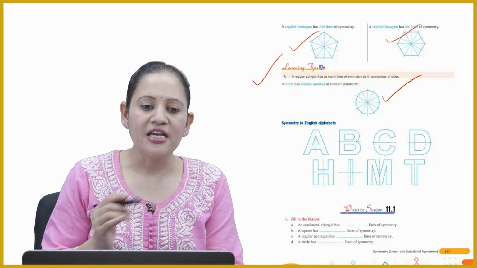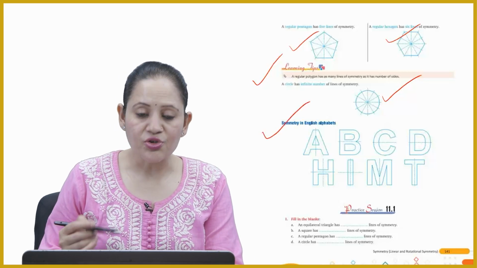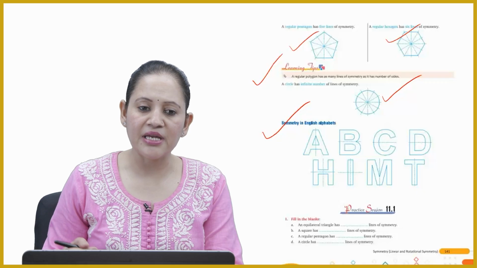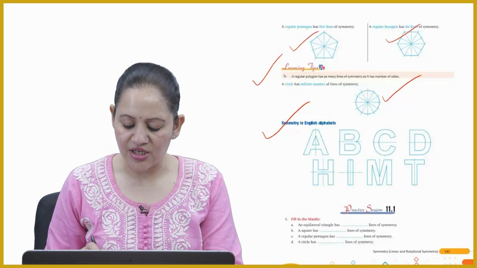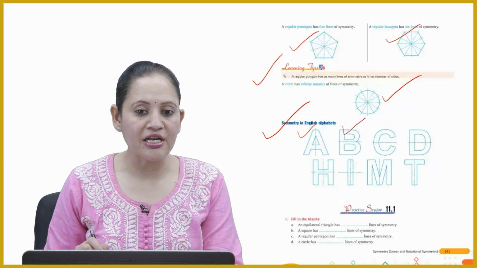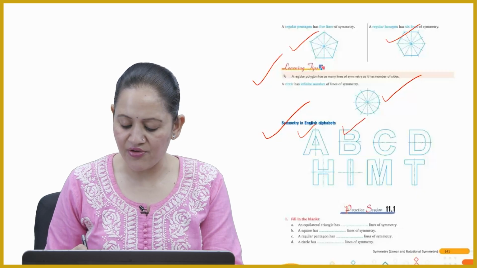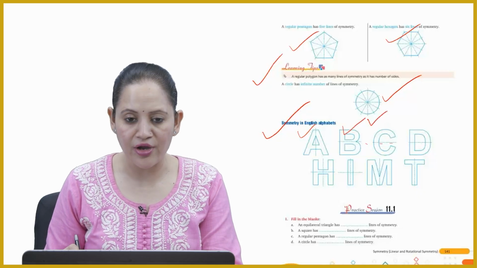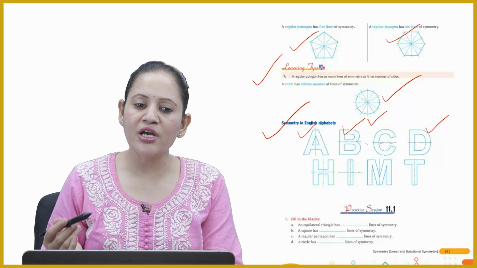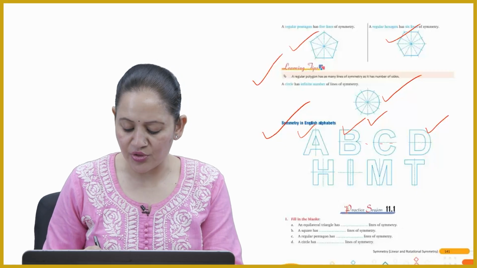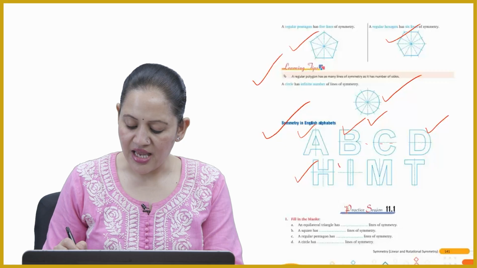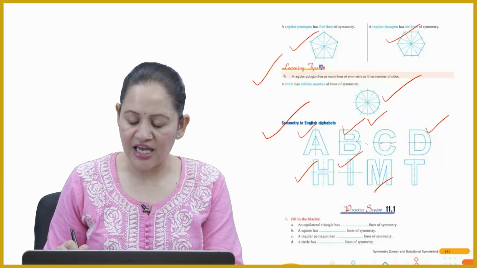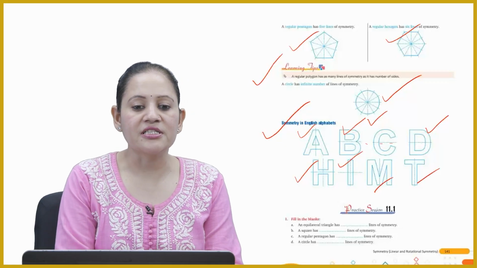Symmetry in the English alphabets. So you can see here some English alphabets like A. It has vertical line of symmetry. B has horizontal line of symmetry. C also has horizontal line of symmetry. D also has horizontal. H has two lines of symmetry, vertical and horizontal both. I also has two lines of symmetry. M has vertical line of symmetry, and T has vertical symmetry.